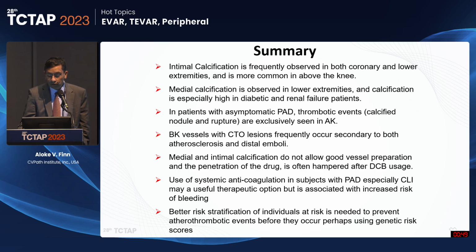Below the knee vessels with CTO lesions frequently occur secondary to embolic events, either from atherosclerosis or emboli. Medial and intimal calcification do not allow good vessel preparation, and the penetration of drug is often hampered by the calcification after DCB. Use of systemic anticoagulants, which I didn't review here, is especially useful in subjects with CLI and can really prevent amputations and further worsening.